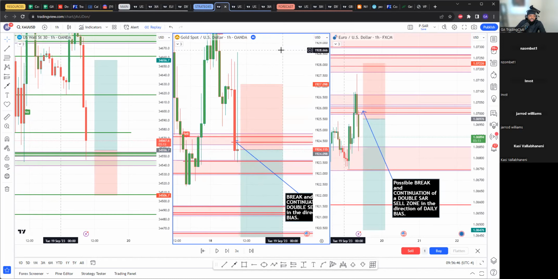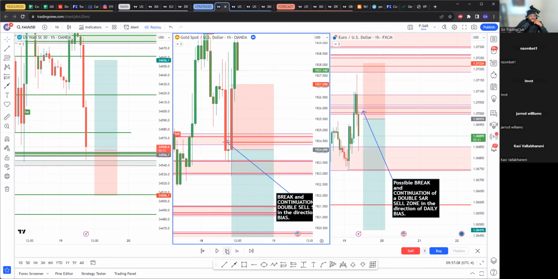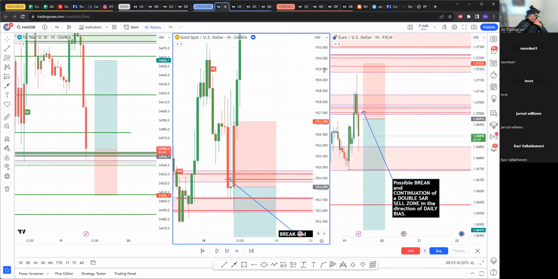So given the whole FOMC week thing, normally in the 2 days before heavy FOMC news, you expect some sort of manipulation to trap both buyers and sellers. So actually, when I entered this trade, it was pretty much instant profit for like 10 or 15 pips. But you can see the trade came all the way back down and we got stopped out.